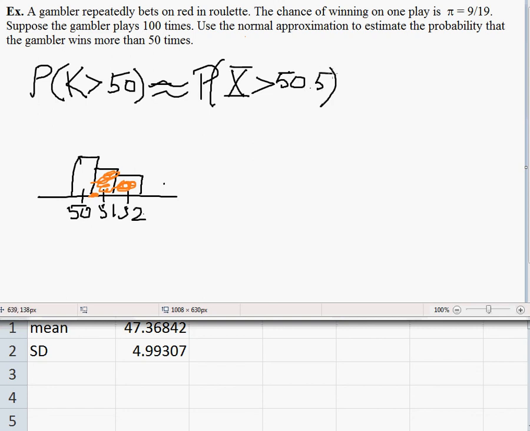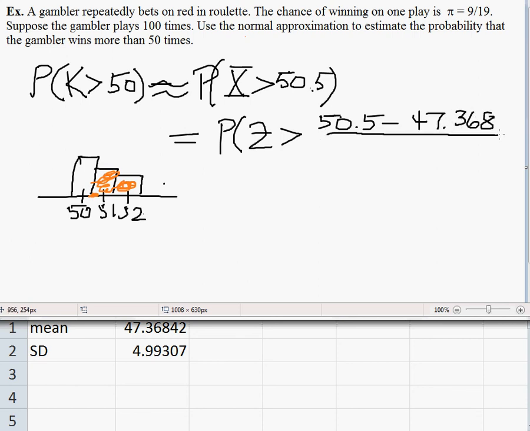And I emphasize again that this 0.5 addition, or perhaps subtraction depending on the problem, is only necessary because I'm approximating a binomial distribution by a normal distribution. The next step is now to convert to standard units using the mean and the standard deviation that were found earlier. So 50.5 minus the mean of 47.368, divided by 4.993.